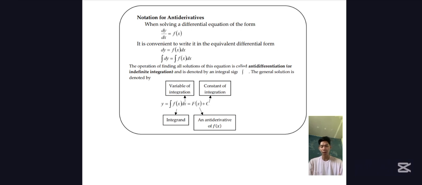or indefinite integration, and is denoted by an integral sign. The general solution is denoted as you can see on the screen. The variable of integration is dx, the integrand is what we call the f of x, and the constant of integration is plus C. And the antiderivative of f of x is F of x.